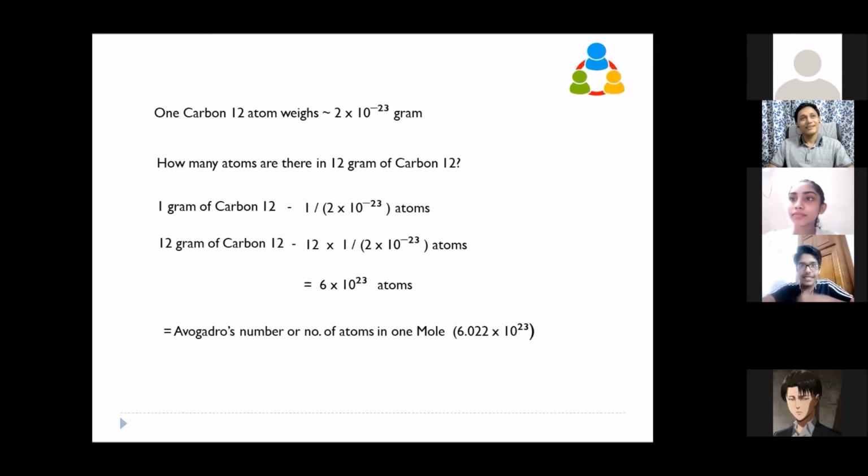One helium atom. What will be the mass of a helium atom in AMU? 4U. Yeah, 2 protons and 2 neutrons. Proton and neutron have almost similar mass. So it is 4 AMU.